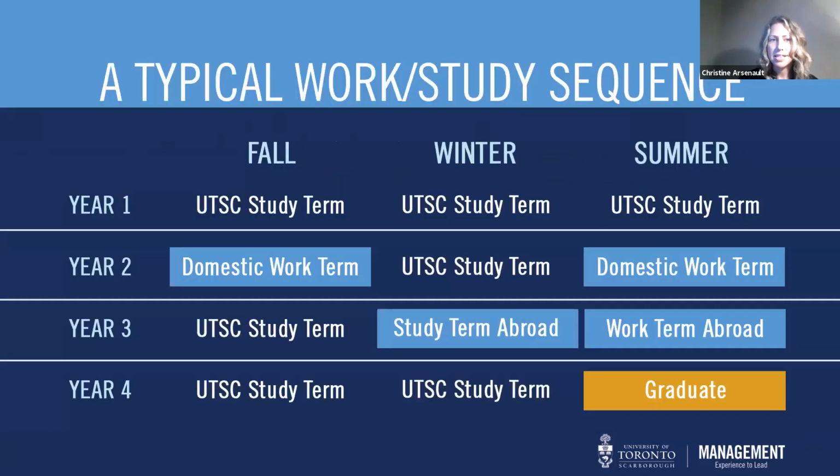So how do we do this in 4 years? Here's a similar outline of a work-study sequence. And what you'll see is we encourage students to get 2 work terms domestically first. And that allows us to be close when you're first learning how to onboard with a company. And it gains some really great Canadian experience that will help you to earn your international experience.